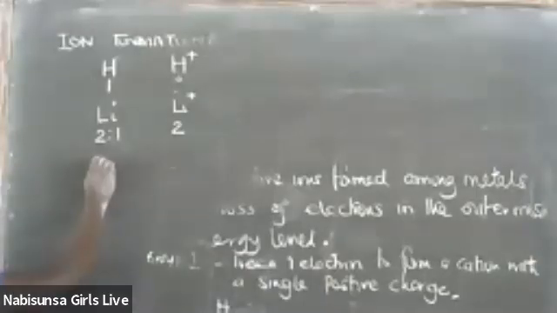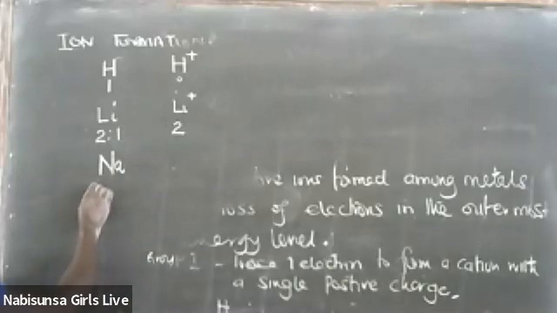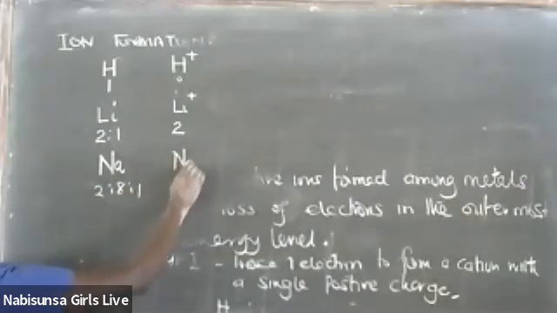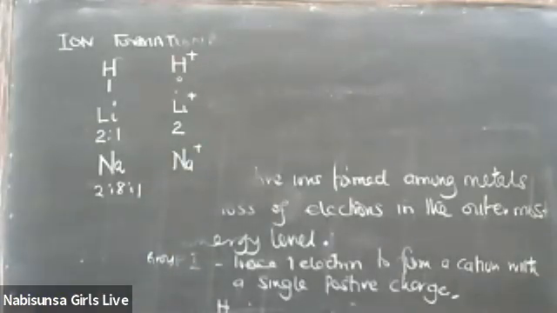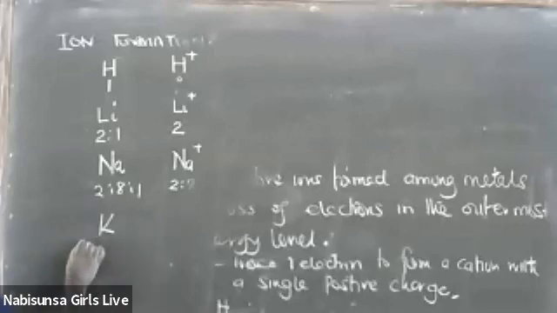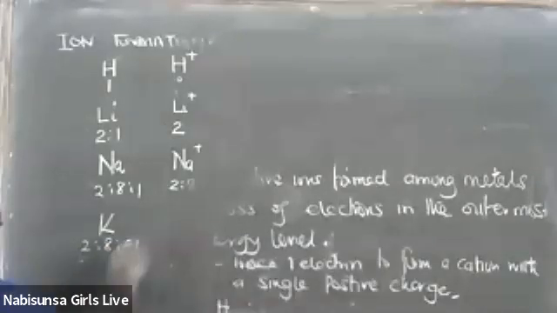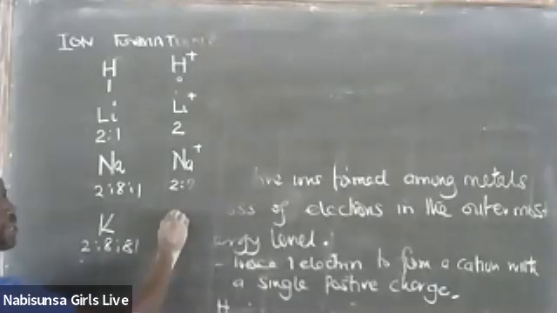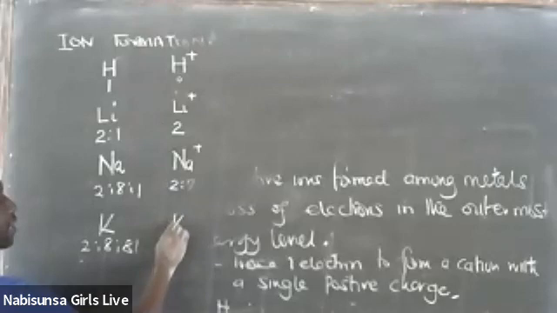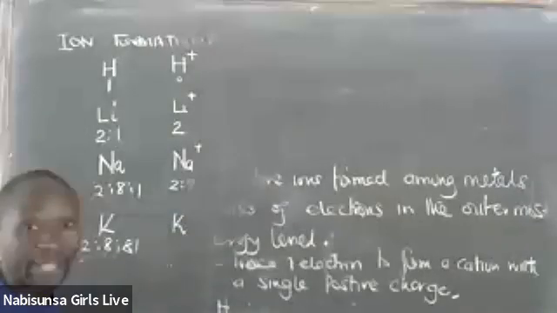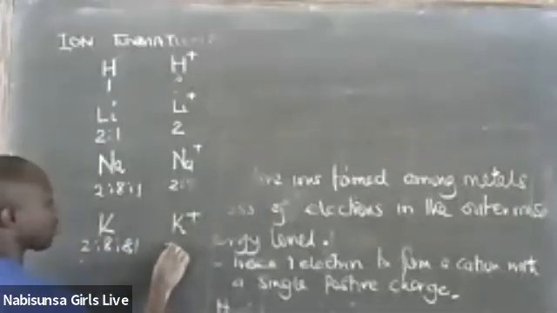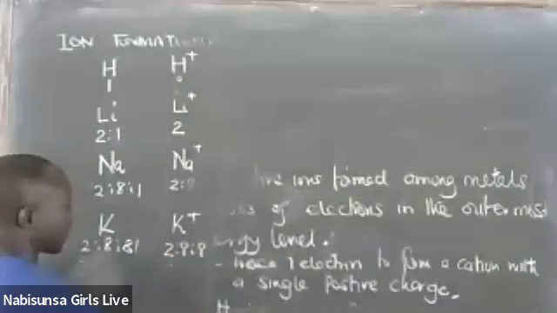And as for sodium, 2, 8, 1. What will be the formula? Na plus. What's the new electronic configuration? It is now 2, 8. And lastly, potassium is 2, 8, 8, 1. What's the formula now? K plus. K what? K plus. So what's the electronic configuration now? 2, 8, 8.